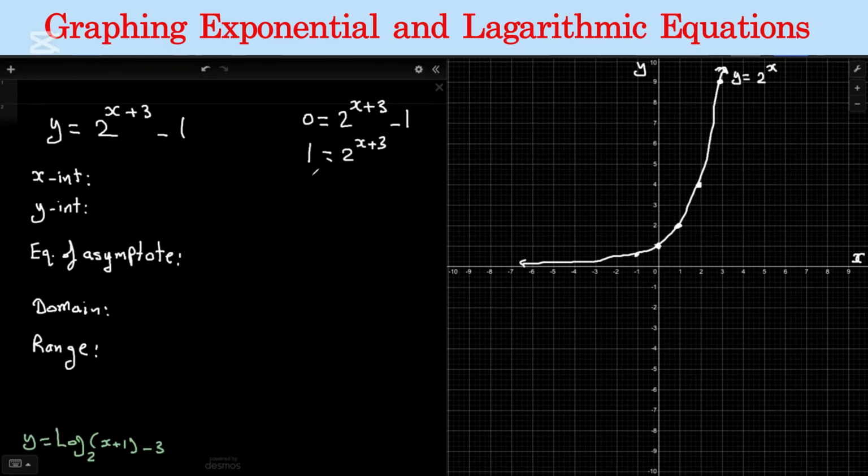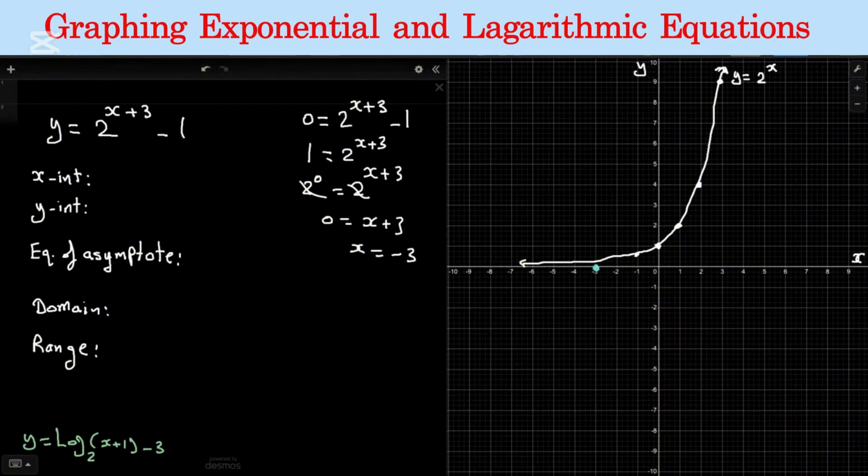Now I know 2 to the 0 gives you 1, so I'm just going to change that to 2 to the power of 0 equals 2 to the x plus 3. Now we could cancel the bases, and we have 0 equals x plus 3, and therefore x equals negative 3. And I'm going to use a different color for the graph. It's going to be at negative 3, so it's right here.